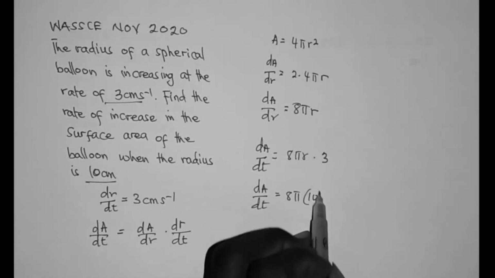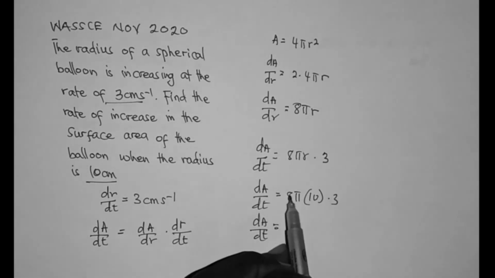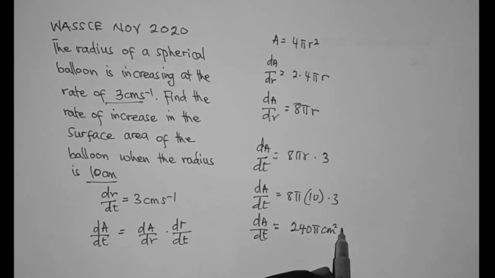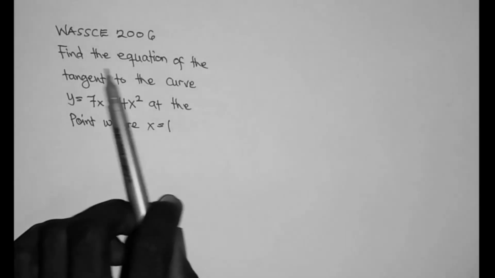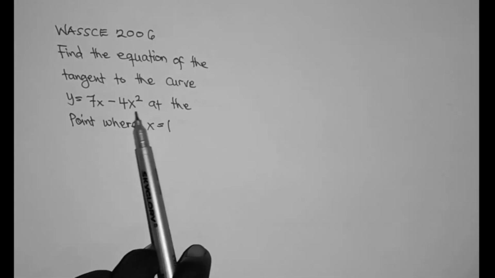So times 10, then times 3. So dA/dt is equal to 8 times 10, which is 80. 80 times 3 is 240, so it's 240 pi centimeter squared per second.